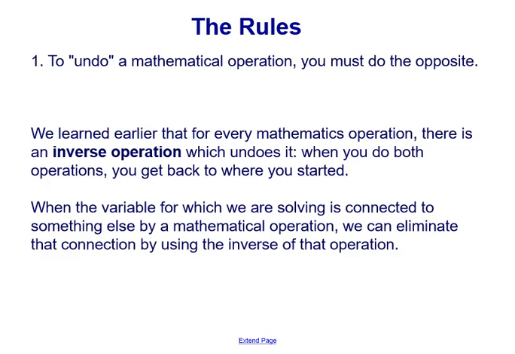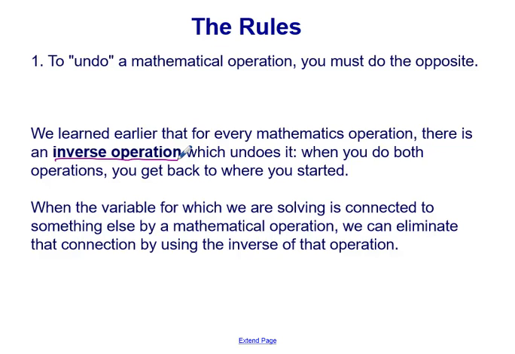We've learned earlier that for every mathematical operation, there is an inverse operation which undoes it. Think about addition has subtraction, multiplication has division. There are those opposite operations. So when you do both operations, you get back where you started. If I add 5 to something and then subtract 5, I'm back to that something. If I multiply something by 2 and then divide by 2, I'm back to the something.